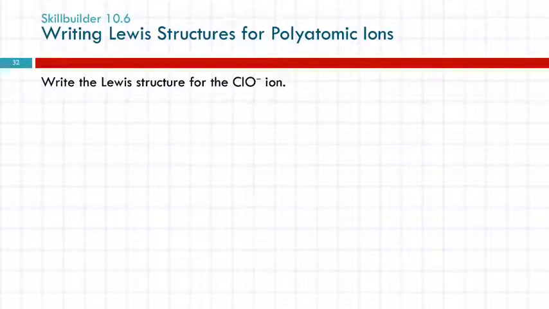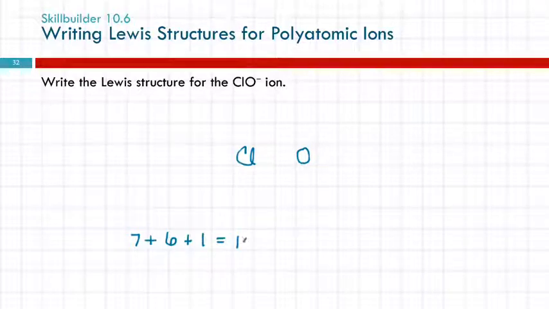Let's do hypochlorite ion. So again, this is a simple one. There's just 2 elements, so chlorine and oxygen. How many valence electrons does chlorine have? 7. And how many does oxygen have? 6. And the -1 charge means add 1 electron. So that's going to give me 14.